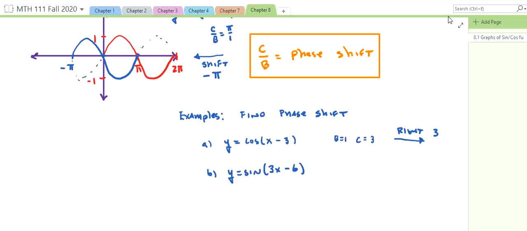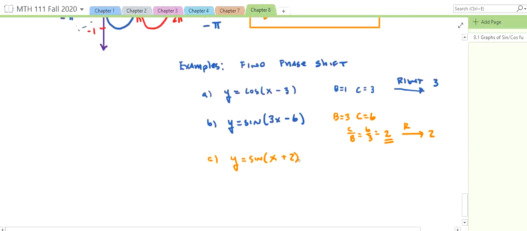Okay, suppose we have y equals sine of 3x minus 6. So in this situation, we're going to have a change. We're going to have a b here, and this is going to, of course, change our amplitude, but it also affects our phase shift. And here we have b equals 3, c equals 6. So c over b equals 6 over 3 for a phase shift of 2. So we're going to shift right again 2.